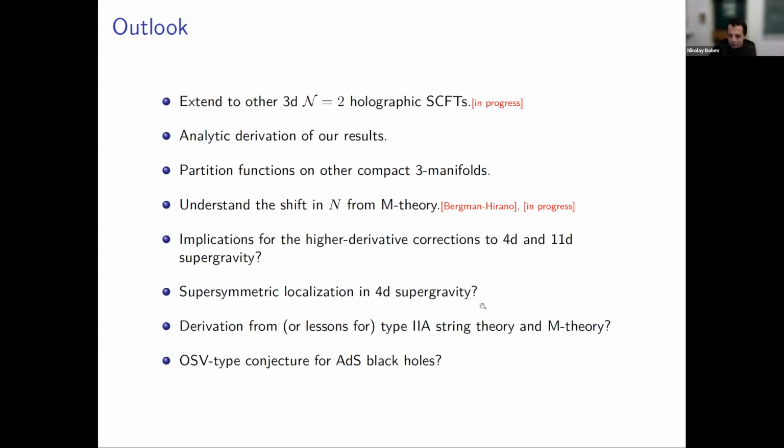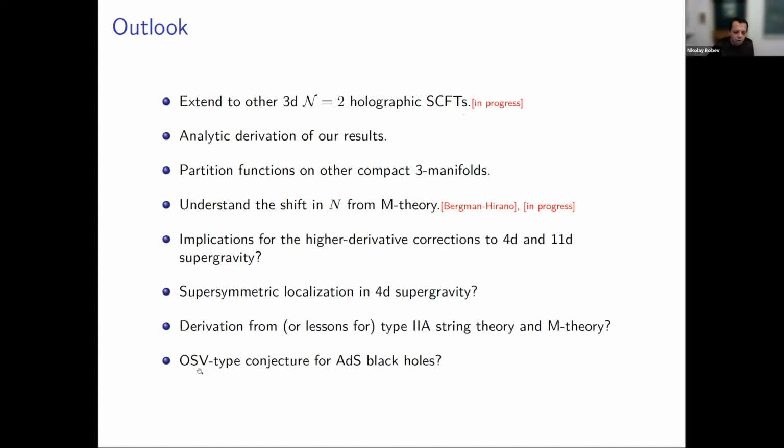Someone asked me about SUSY localization in 4D. I think it's interesting to study this. I don't have much to say. And there's a more esoteric type of question: what we actually learn about type 2 string theory or M theory. I showed you some answers, which one day should be computable in string theory, but I don't know how to do it. So it's just raising questions at the moment.